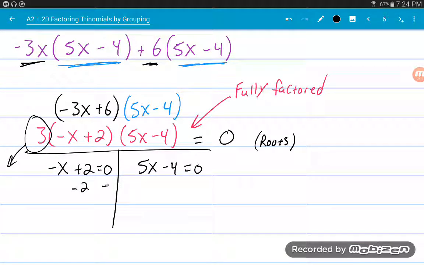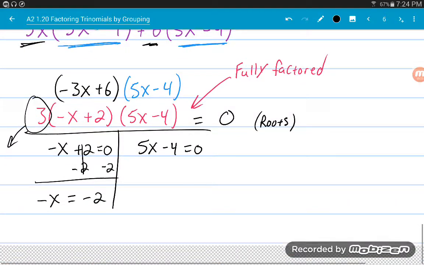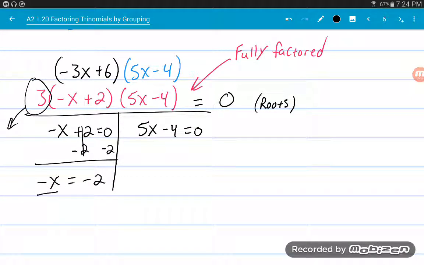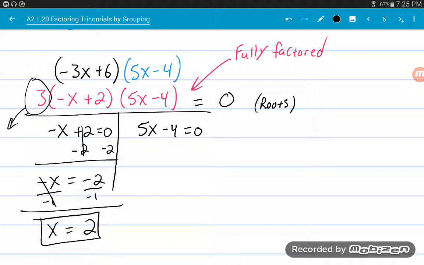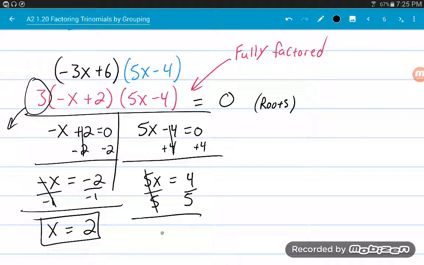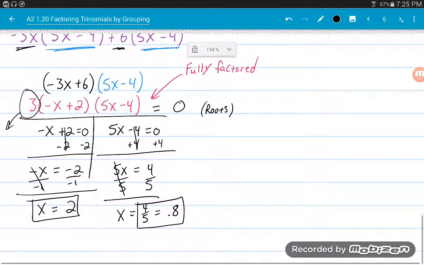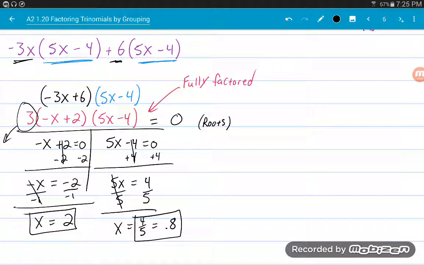On the left I do minus 2 minus 2. I get negative x is equal to negative 2. You may not need to think of it like this, but I like to think of it as dividing by negative 1 to cross out the negatives. And I get x is equal to positive 2. On the right-hand side, plus 4, I get 5x is equal to 4. Divide by 5 on both sides to get rid of the 5. And I get x is equal to 4/5, or if you love decimals, 0.8. Either one of these is fine. So those are the roots of a nice complex example.